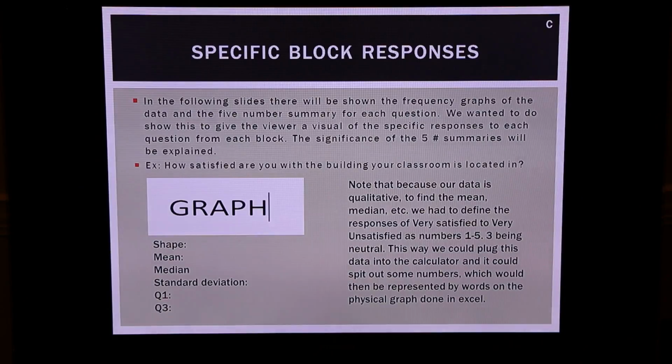Note that because our data is qualitative, to find the mean, median, etc., we have to define the responses of very satisfied to very unsatisfied, which are the given responses for each of our questions, as 1 to 5, 3 being neutral. This way we could plug the data into the calculator and it could give us numbers for the mean, median, standard deviation, Q1, Q3, which would then be represented by words on a physical graph done in Excel, because you can't plug qualitative data into a calculator. So here we are.